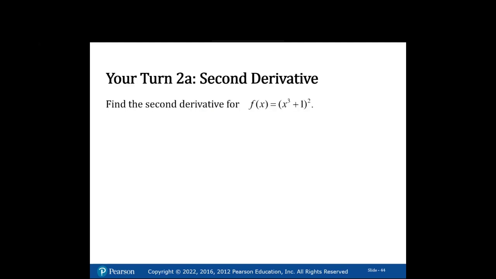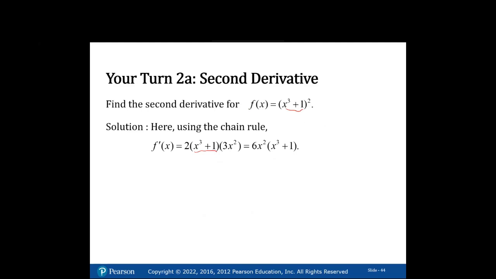So another example, we're going to find the second derivative for this function, but notice that we are going to need the chain rule. So we take the derivative of the outside function, keep the inside the same. So you can see we're going to keep this x cubed plus 1 the same. That's my inside. And now I'm going to multiply by the derivative of the inside, which is 3x squared. Now simplify it all out first, and we get 6x squared times x cubed plus 1. Now we're going to take the derivative again.